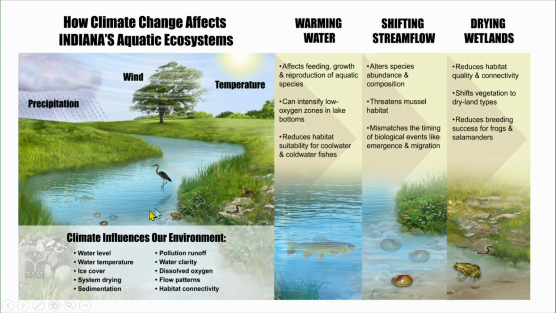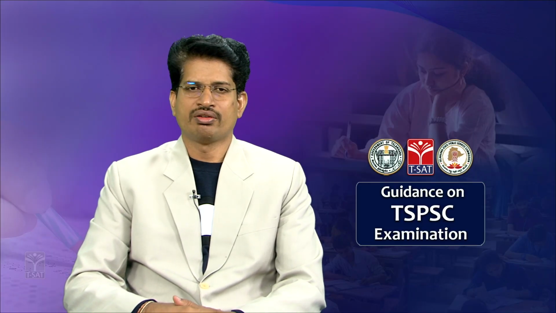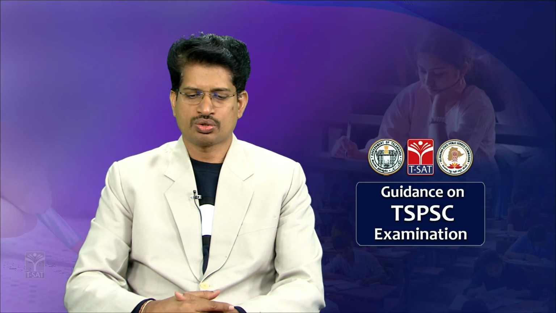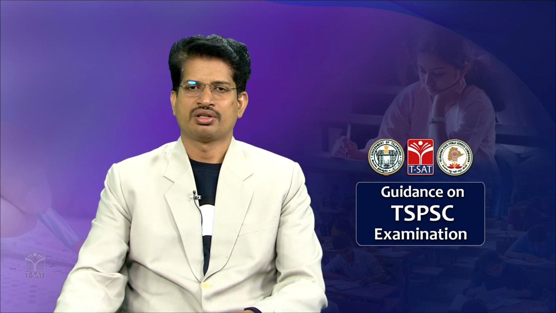So here, these are all the different kinds of impacts being caused. For example, it threatens the mussel habitat. Mussels are snail-like living organisms existing in the environment. These are being impacted because of the change in the temperature conditions.